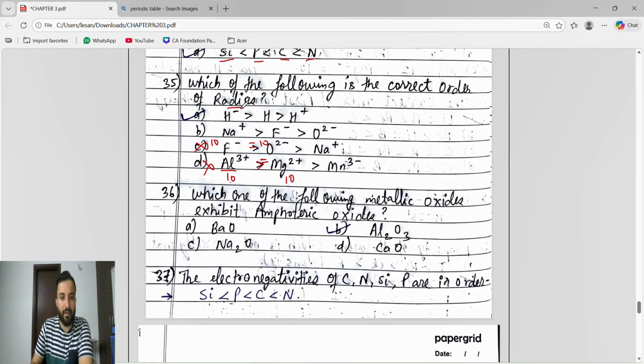See here, hydrogen minus: hydrogen is 1, 1 plus 1 is 2. This is 1, and this is 1 minus 1, which is 0. So 2 is greater than 1 is greater than 0. So this is the correct answer.